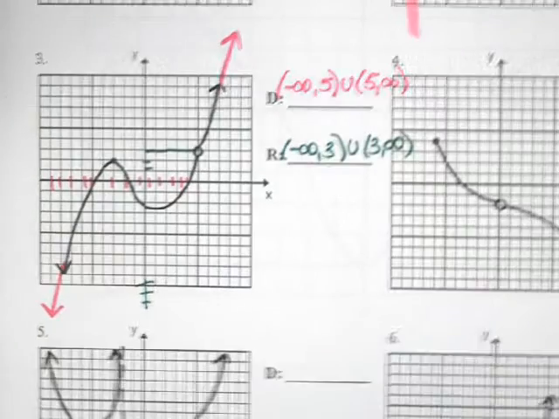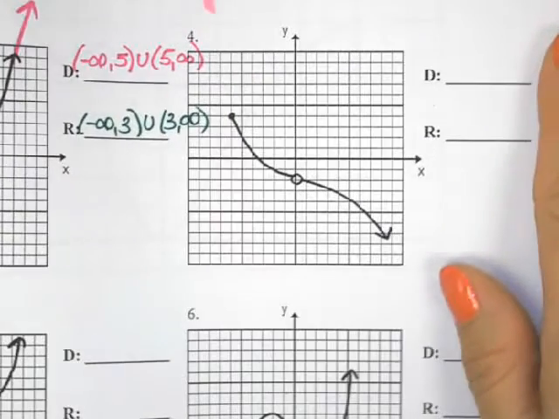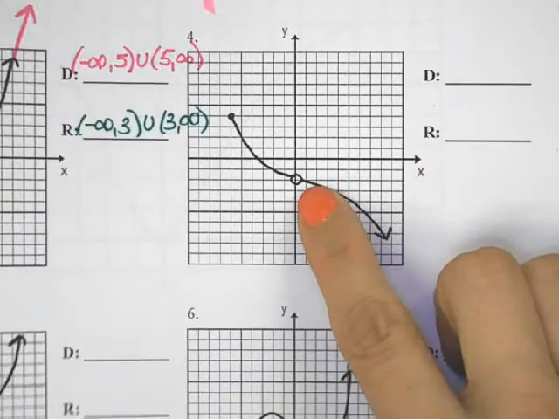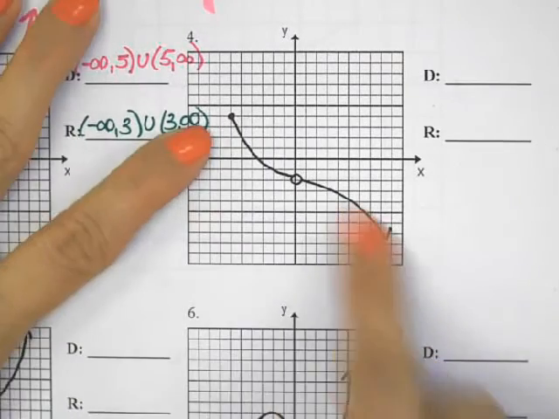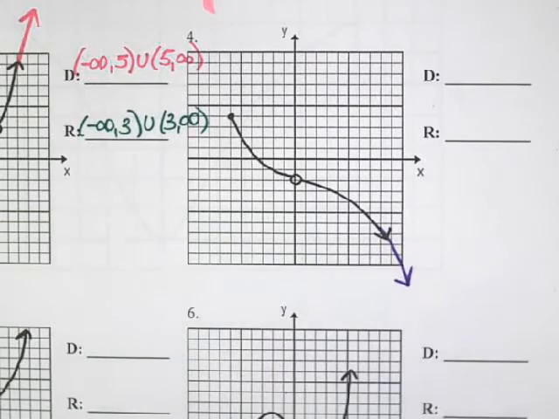Okay, these are some interesting graphs today. Some different stuff is happening. Number 4 has a random hole right there, has a solid point, a hole, down forever. This graph definitely goes off the graph paper, so we'll exaggerate that.